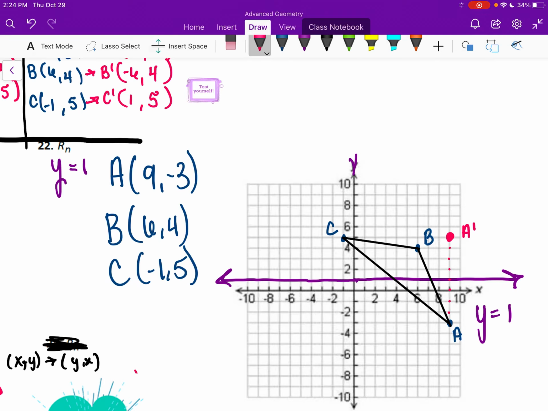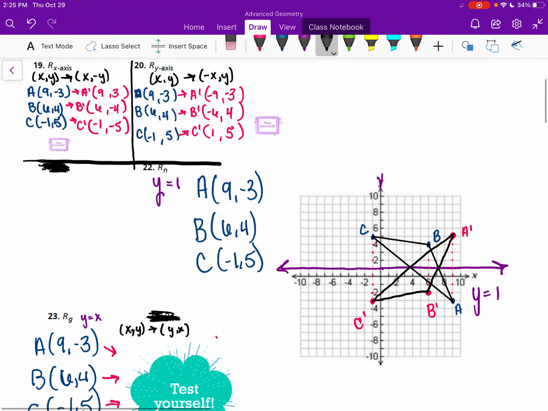I'm going to do the same thing for B and for C. So B, I'm going to count the distance to our line of reflection, which is just 1, 2, 3 units. And then I'm going to go 3 units in the opposite direction over that line. 1, 2, 3. Right here is going to be my B prime. And I'm going to do the same thing for point C. Count the distance down 1, 2, 3, 4. Go that many in the opposite direction. 1, 2, 3, 4. So my C prime will be here. And if I were to connect those, I can see that I have reflected the triangle over the line y equals 1.